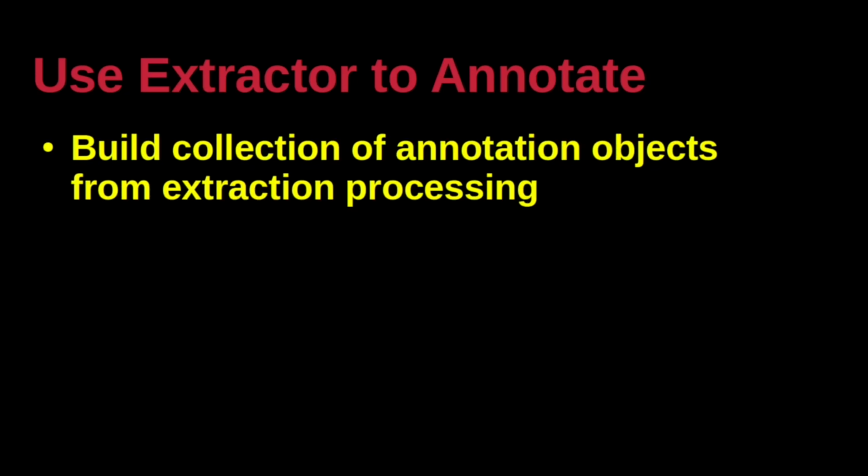The extractor builds a collection of objects through the processing of the input text. Each object is essentially the string extracted from the input text and the type of string, for example, email or address or phone number.